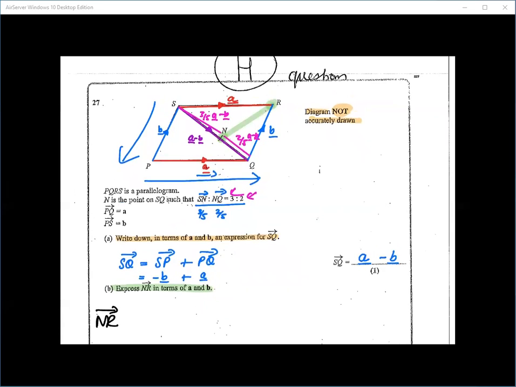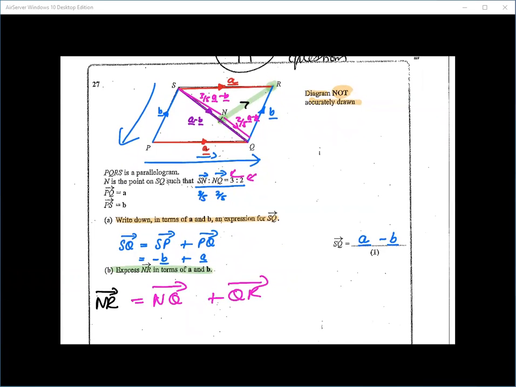So we want to go from N to R on the green line, but we can't go on the green line because we don't know what it is. So we have to take an indirect route. Can you give me one of the routes that you would like me to take? From N to Q, and then Q to R. That sounds like a good route. So let me just quickly highlight that route for everybody to see. I'm going down here first, and then up here to get to our destination.